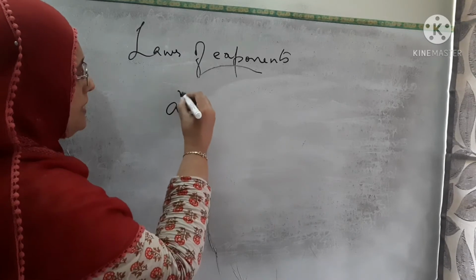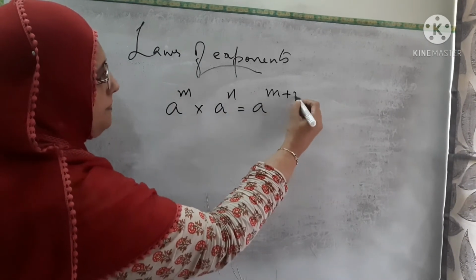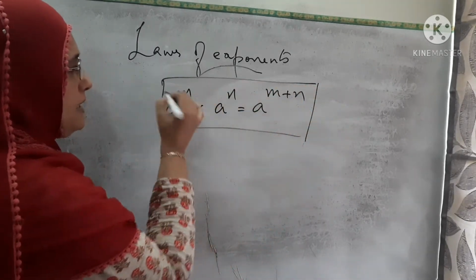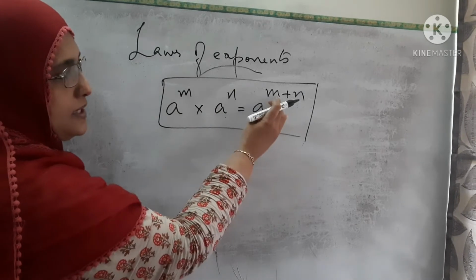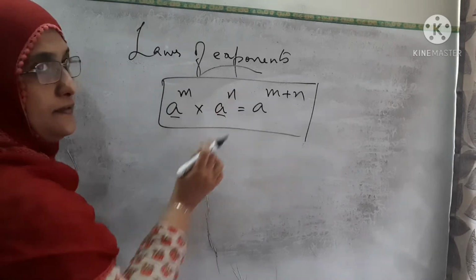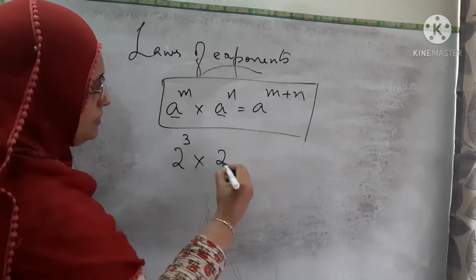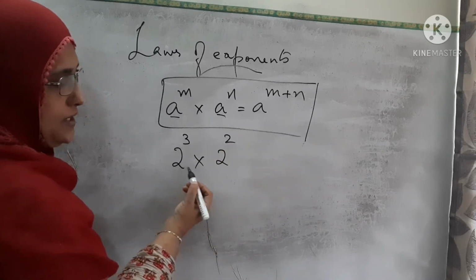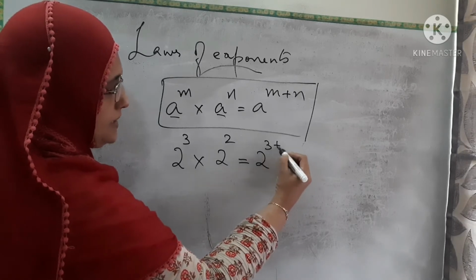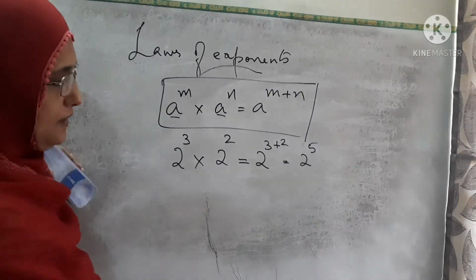See, a raised to m into a raised to n is equal to a raised to m plus n. This is the first one. Here the bases are the same, but the exponent, or the power, is different. When you write it in numbers, 2 raised to 3 into 2 raised to 2 will be equal to 2 raised to 3 plus 2, that is 2 raised to 5. If you want, you can check it.